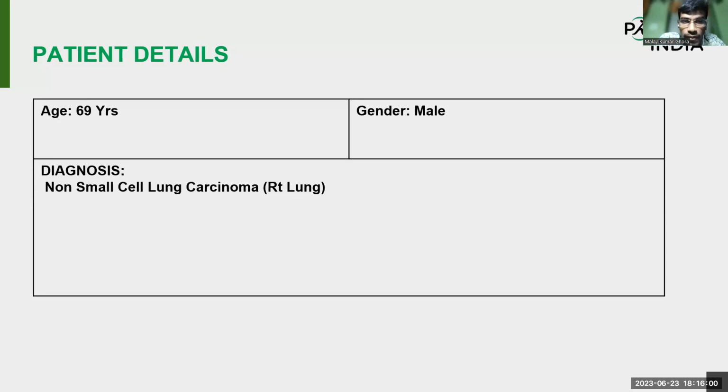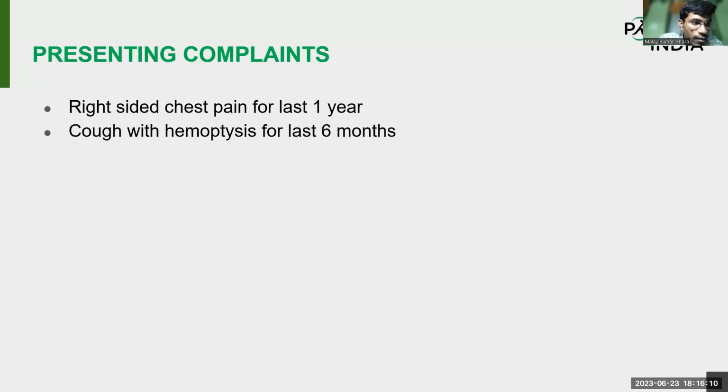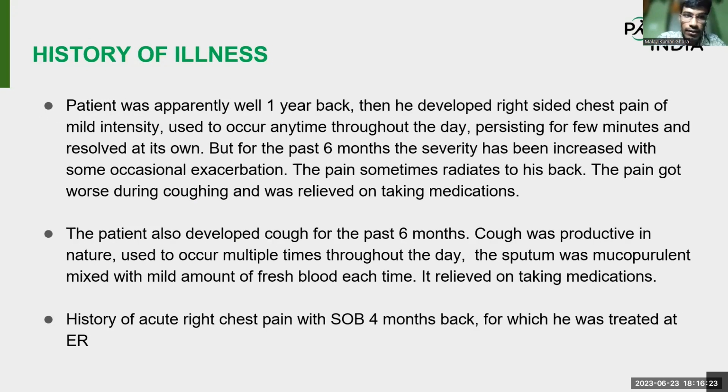So, this is a case of a 69-year-old male. He was diagnosed with non-small cell lung cancer of his right lung. His presenting complaint was right-sided chest pain for the last 1 year, along with cough with hemoptysis for the last 6 months. Coming to the next slide.